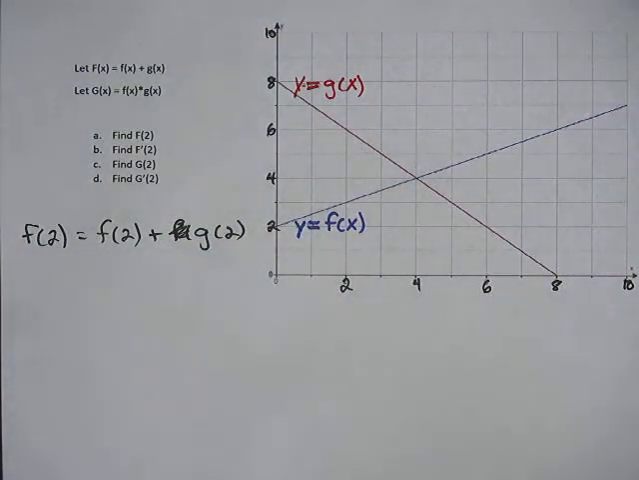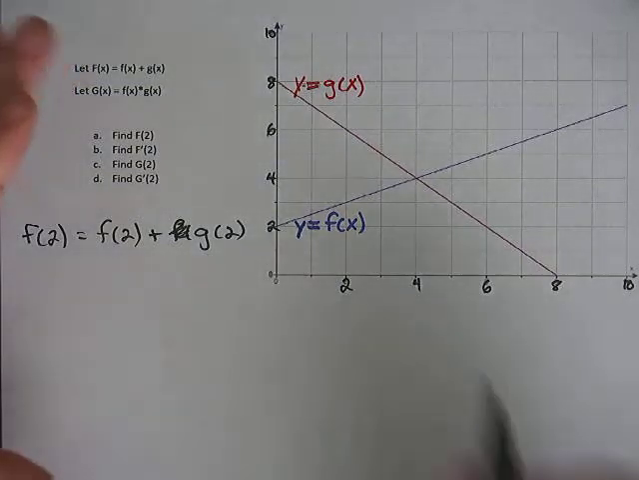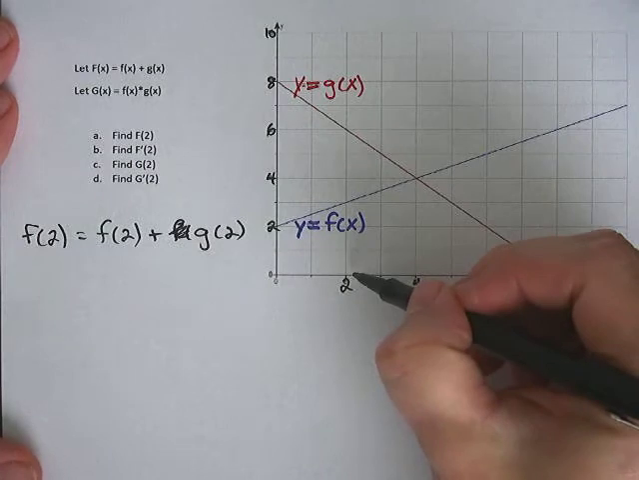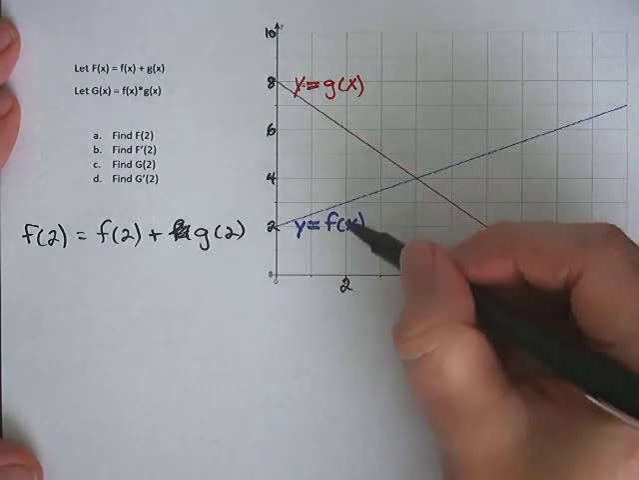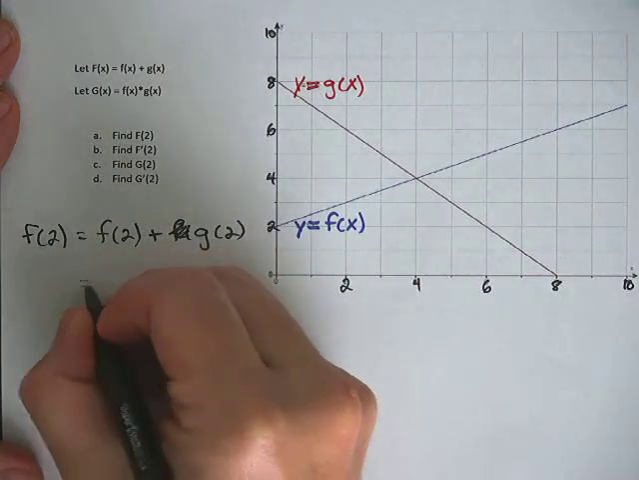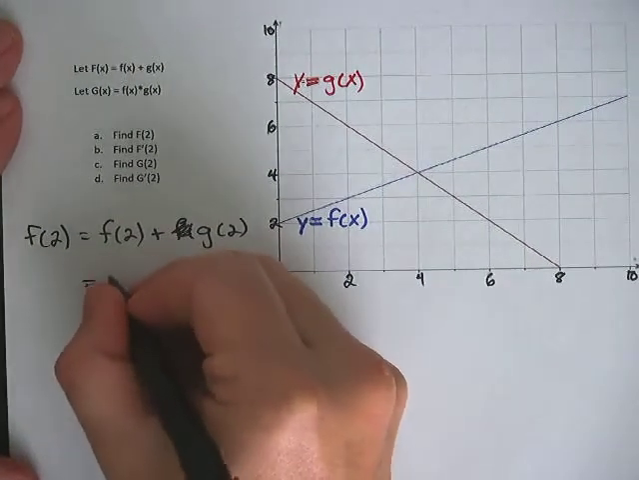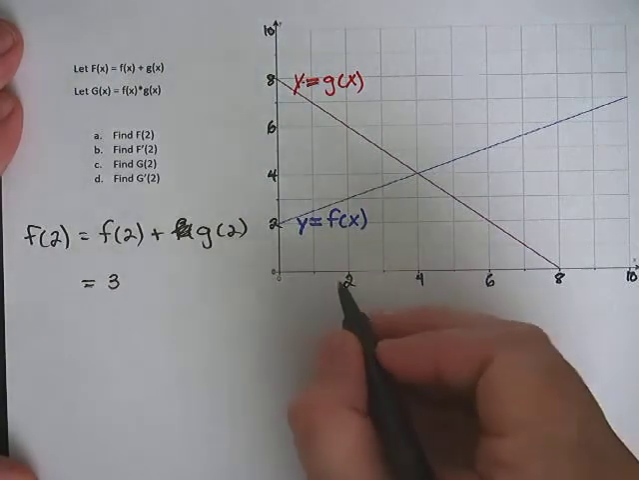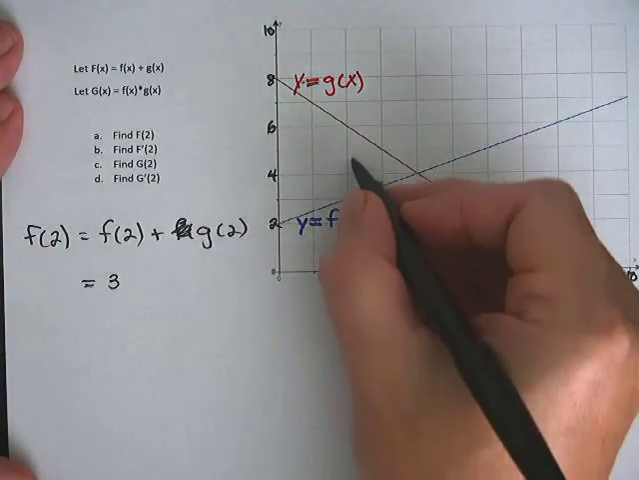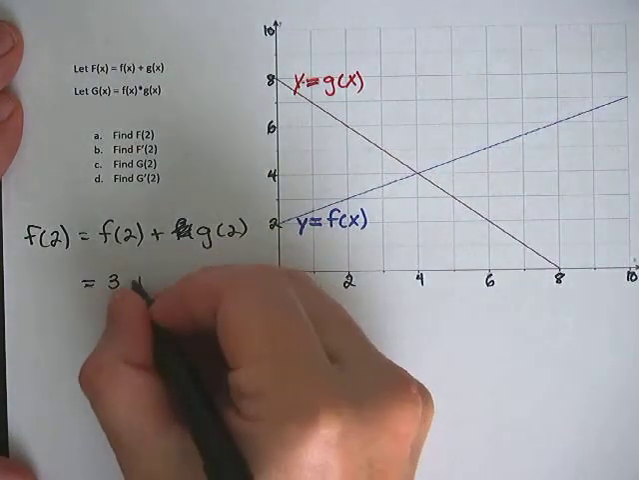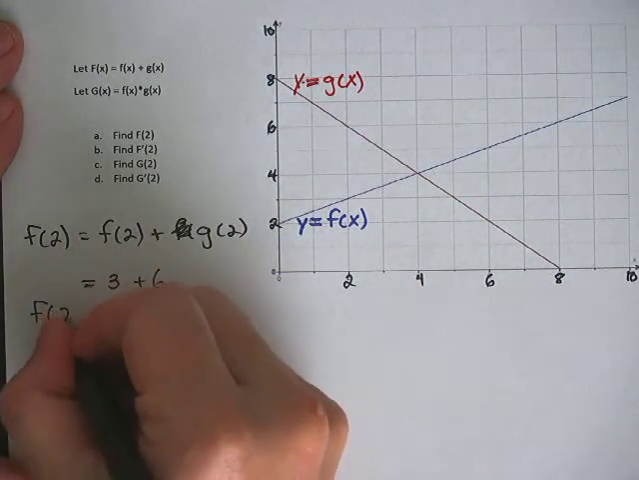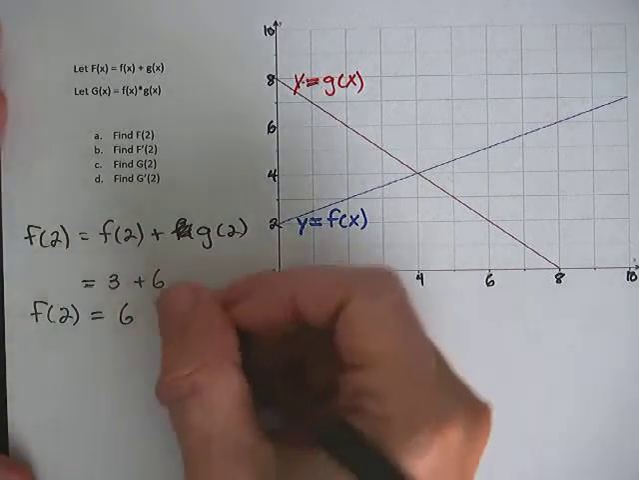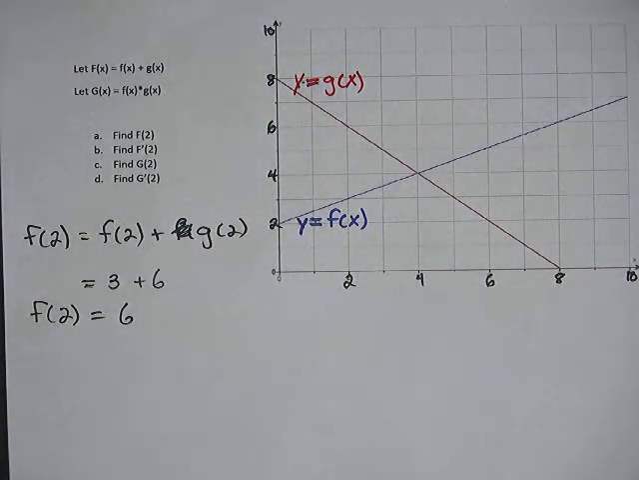Okay, so when we find f of 2 plus g of 2, we just simply go to the graph and we look at the values there. So for the function f at 2, it looks like, let's see, 1, 2, 3, goes up 3. So our value there is 3. And then g of 2, go over to 2, and then go up here to, looks like 6, plus 6. So that means F of 2 is equal to 6.